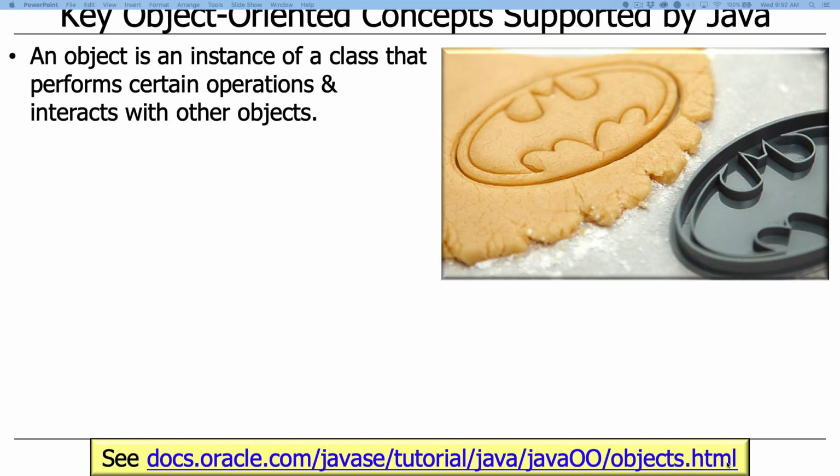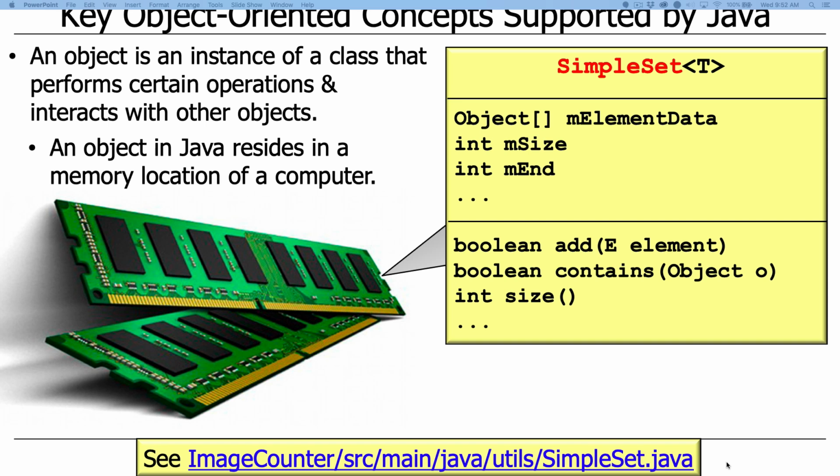What's an object? An object is an instance of a class that can perform certain operations, and it can interact with other objects. So when I think about a class, I think about a cookie cutter. And when I think about the object, I think about a cookie, right? So the cookie is the realization of the cookie cutter. Obviously, objects live someplace. Where do they live? They live in memory. That should be pretty straightforward.